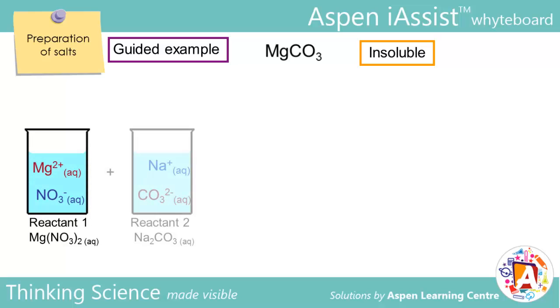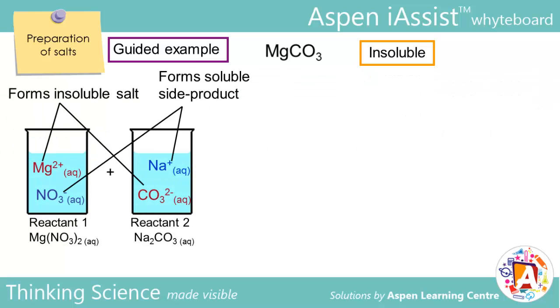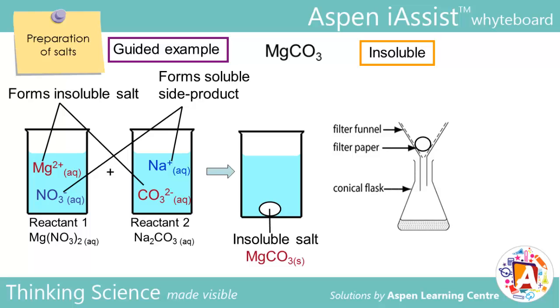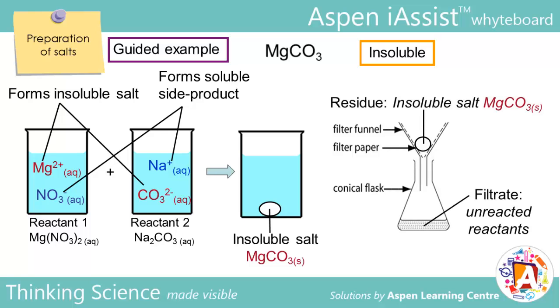Both MgNO3 and Na2CO3 are suitable reagents as they are soluble. The insoluble MgCO3 will be precipitated out while the remaining reactants remain in aqueous state. Filtration can then be done where magnesium carbonate would be the residue.